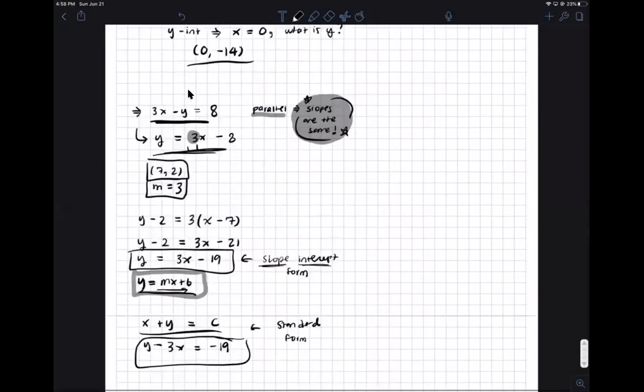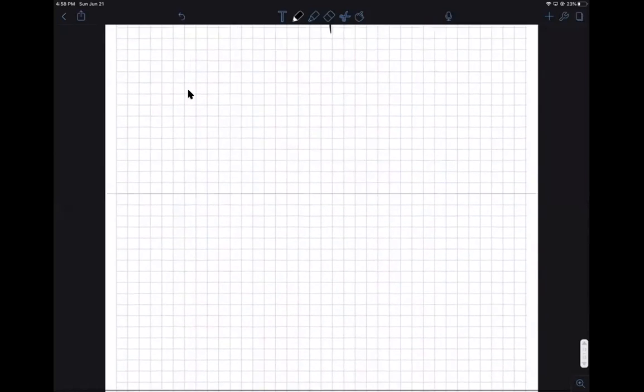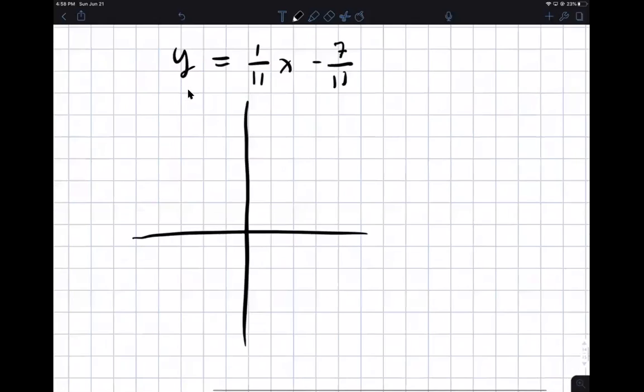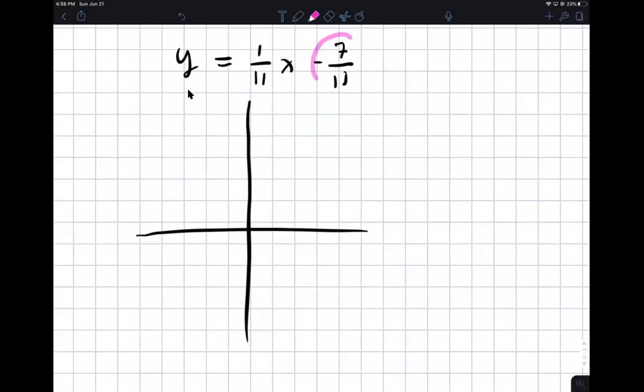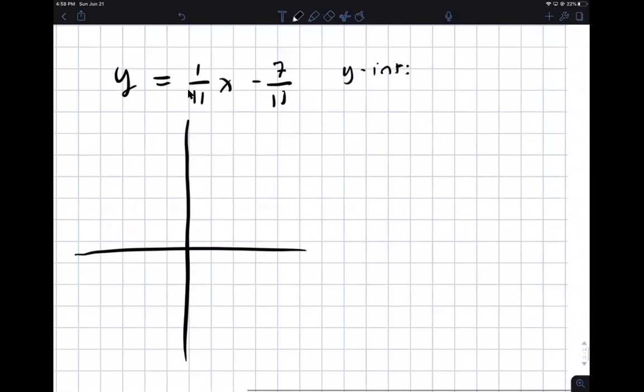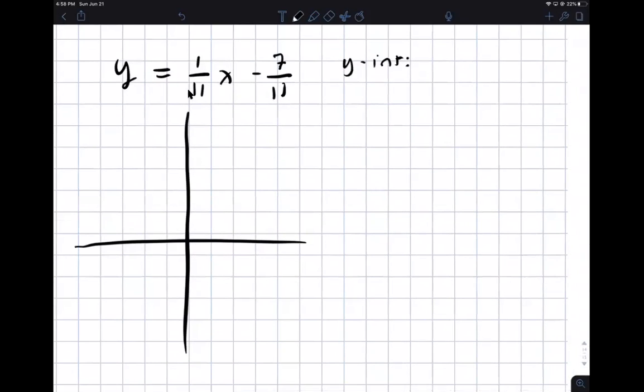All you need for a graph that's linear is 2 points. What are the easiest points we can get? Negative 7 11ths and 1 11. Well, no. Wait. So do you remember what the y-intercept is? Y-intercept would be, I forgot. All right, no problem. As long as you can remember now.